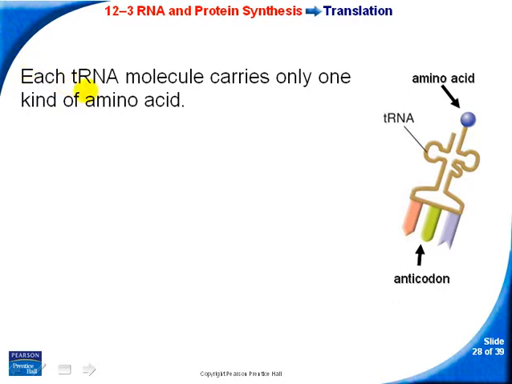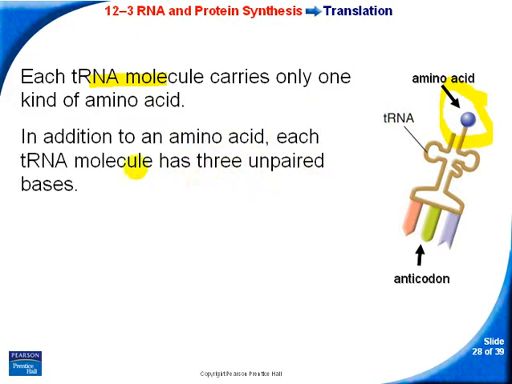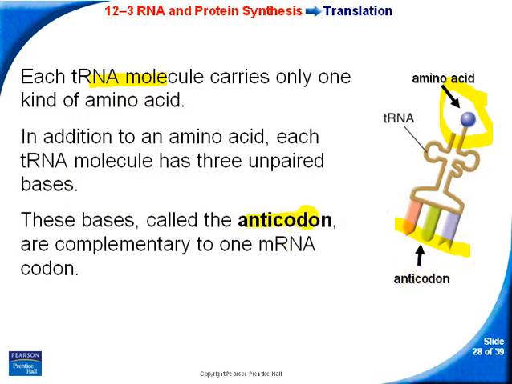Let's look at a transfer RNA molecule a little bit more. It only carries 1 amino acid. Here's our amino acid right here. And it has the 3 unpaired bases at the bottom, and we call this the anticodon. These are the 3, and they're complementary to the mRNA codon. So if the mRNA codon has adenine, cytosine, and guanine, then this is uracil, guanine, and cytosine.